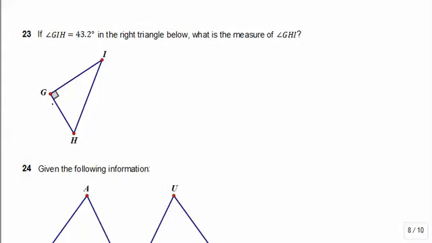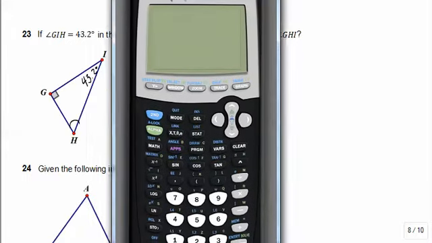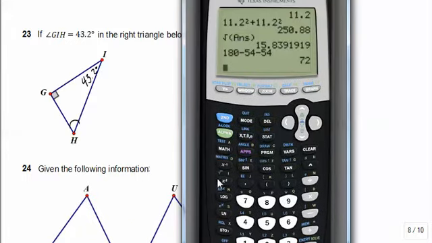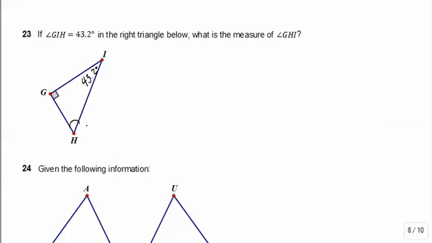Then it says if GIH is 43.2 degrees in the right triangle below, what is the measure of GHI? What is this? So get out your calculator. And it's 180 minus 90 minus 43.2. 46.8.